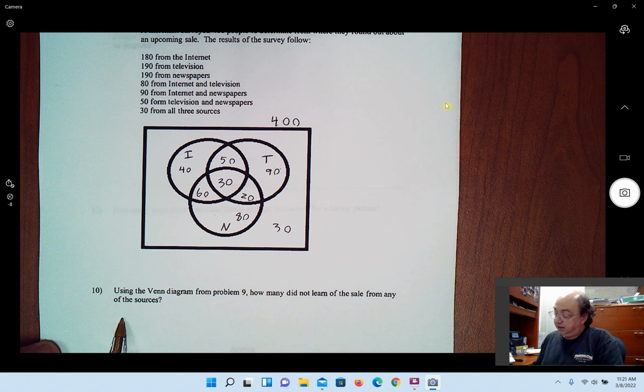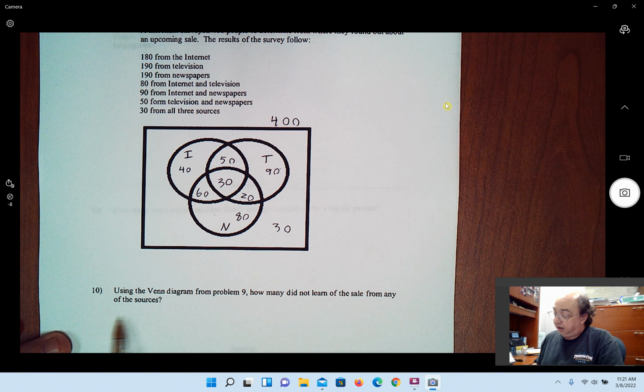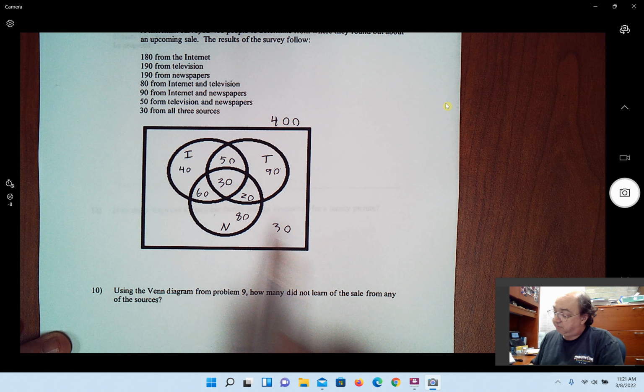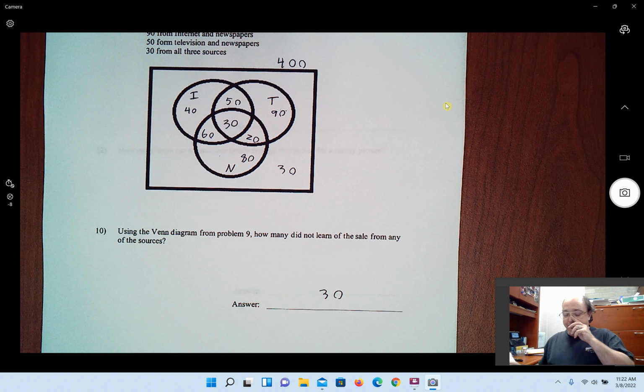All right, number 10 uses the Venn diagram we built here. So how many people did not learn of the sale from any of the sources? That would be the region outside of all the circles, which would be 30.